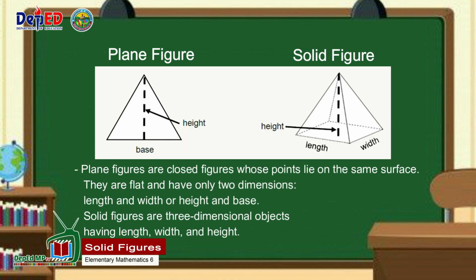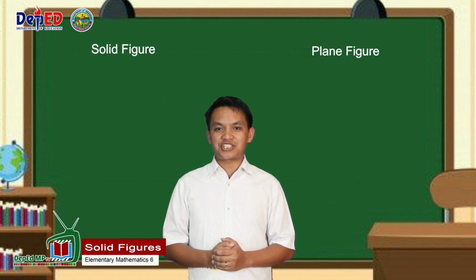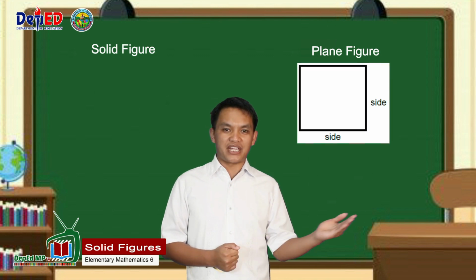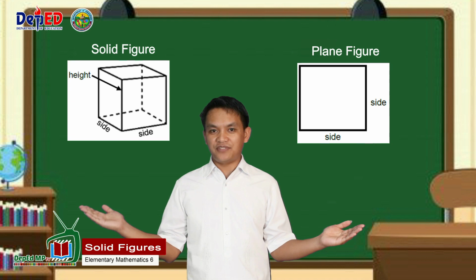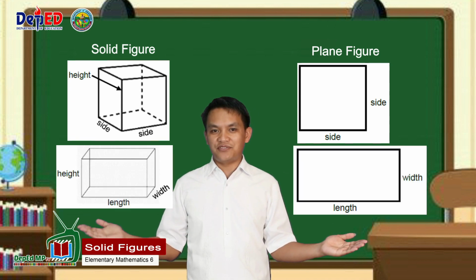Plane figures are closed figures whose points lie on the same surface. They are flat and have only two dimensions, length and width, or height and base. Solid figures are three-dimensional objects having length, width, and height. Other examples are as follows: plane figure, solid figure. Plane figure, solid figure.